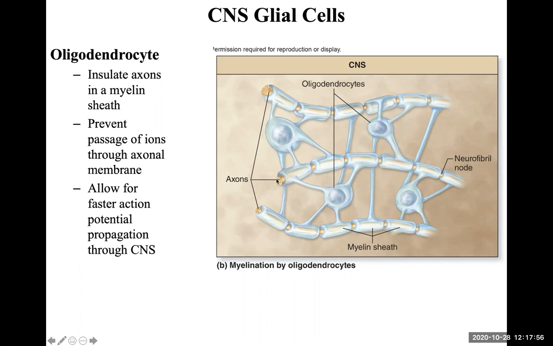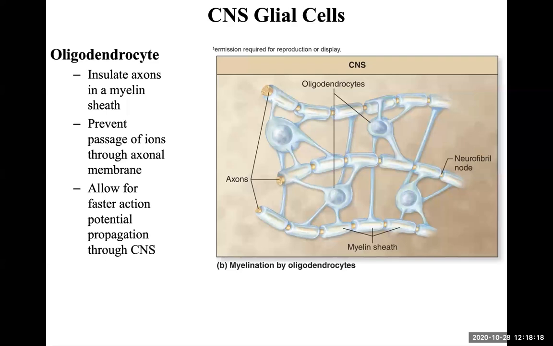That process only has to occur where these little nodes exist. Essentially, the action potential jumps from node to node, because the ions can just diffuse across where the myelin exists. We call that saltatory conduction, and it's very, very, very fast.